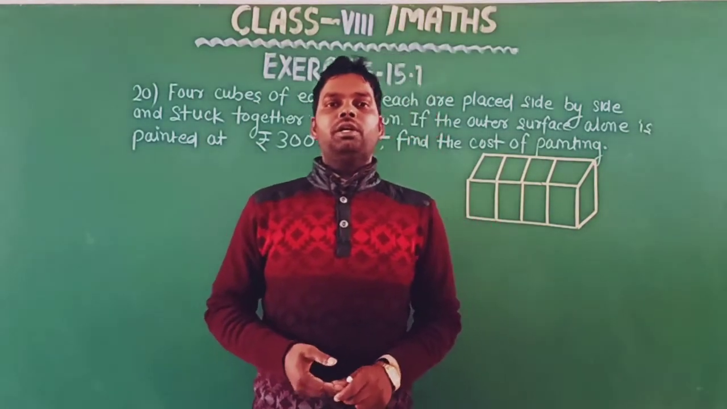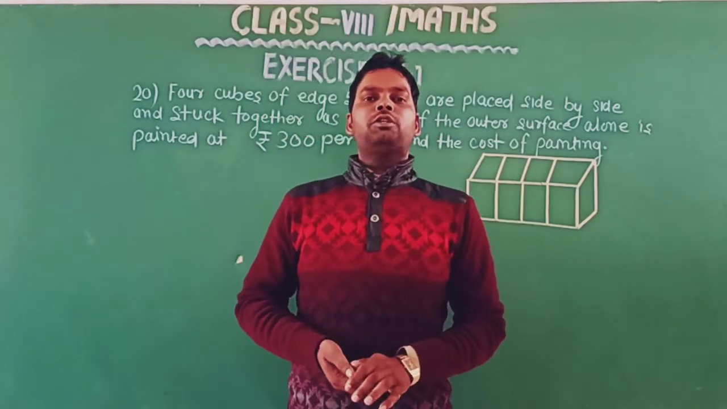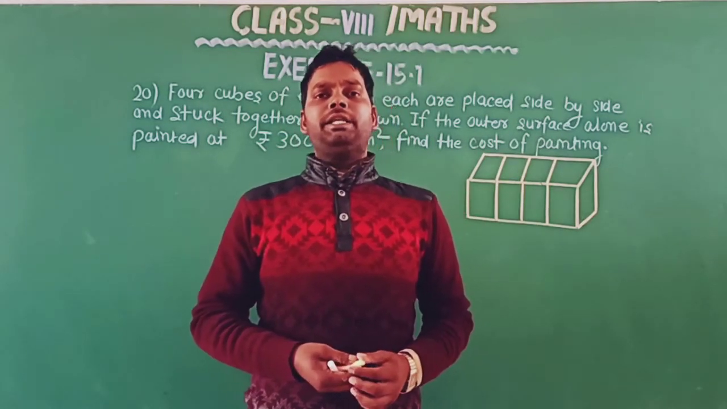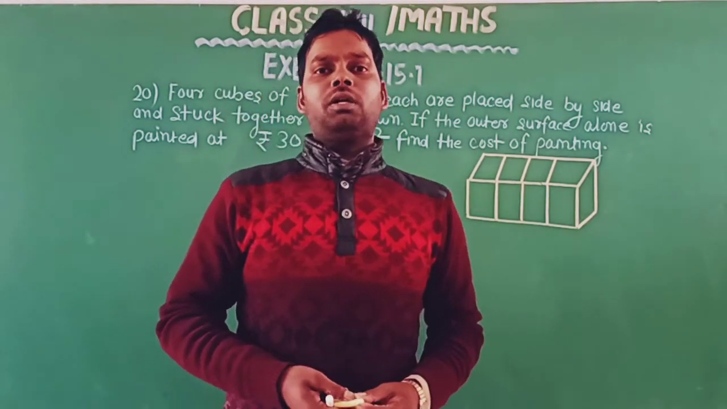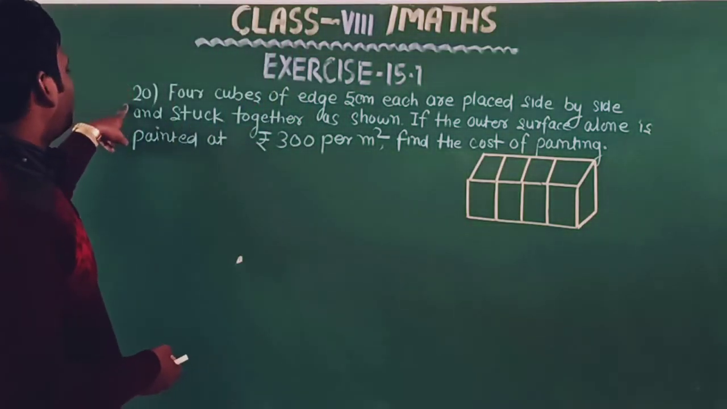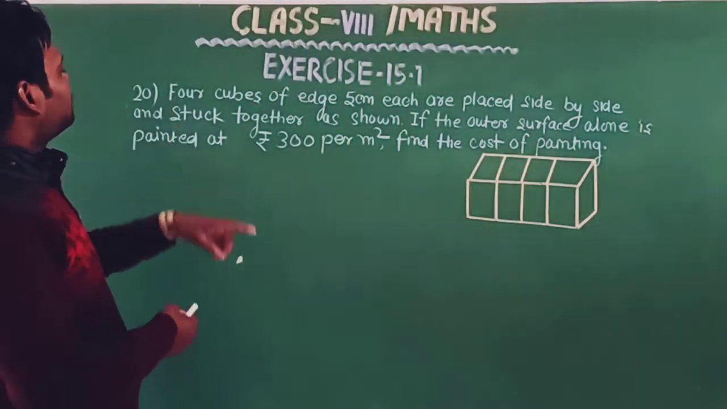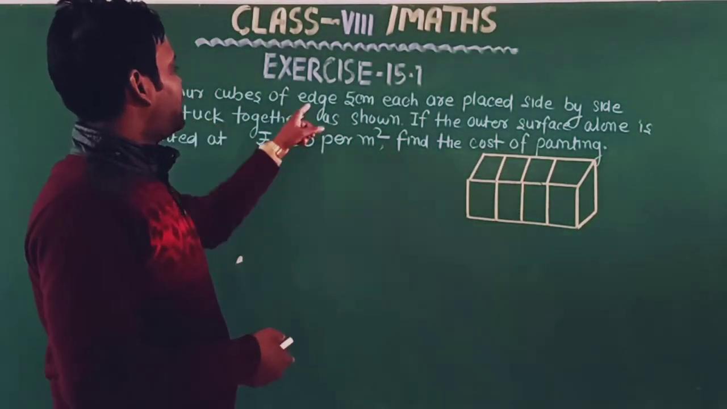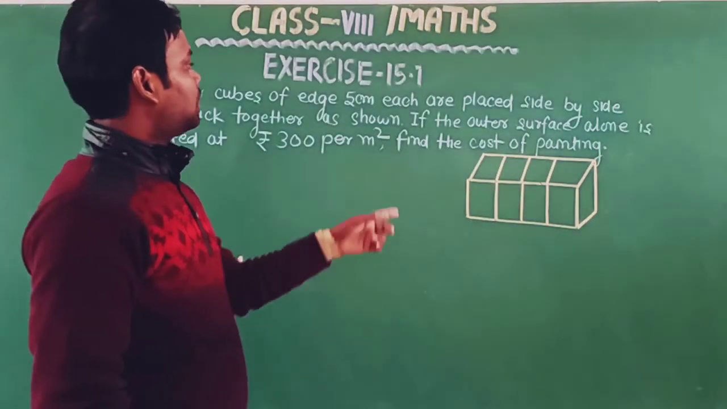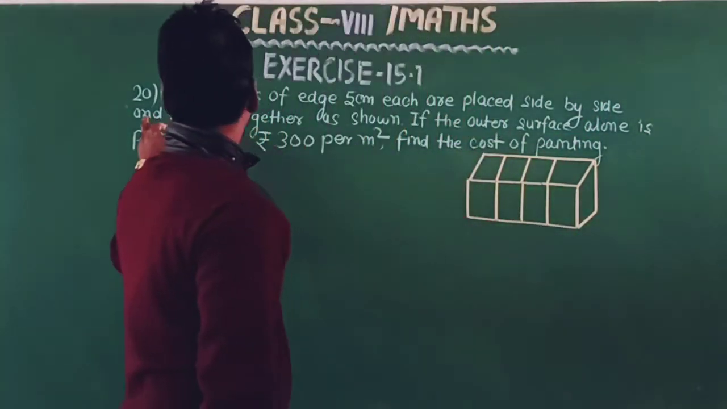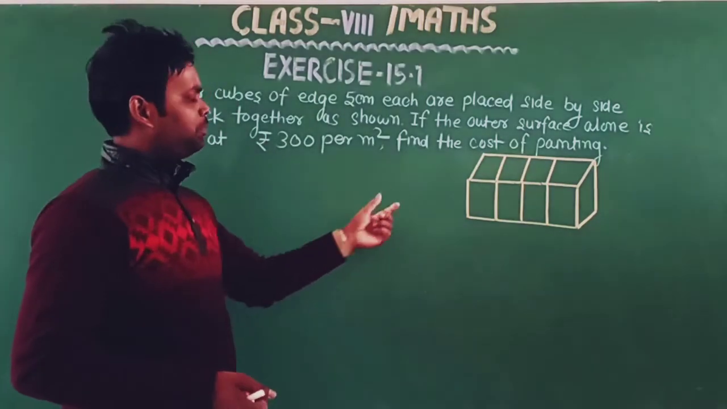Hello student, in this video I will solve exercise 15.1 from volume and surface area. Question number 20. In this question it has been said that 4 cubes of 5 centimeter each are placed side by side and stuck together as shown in the figure.